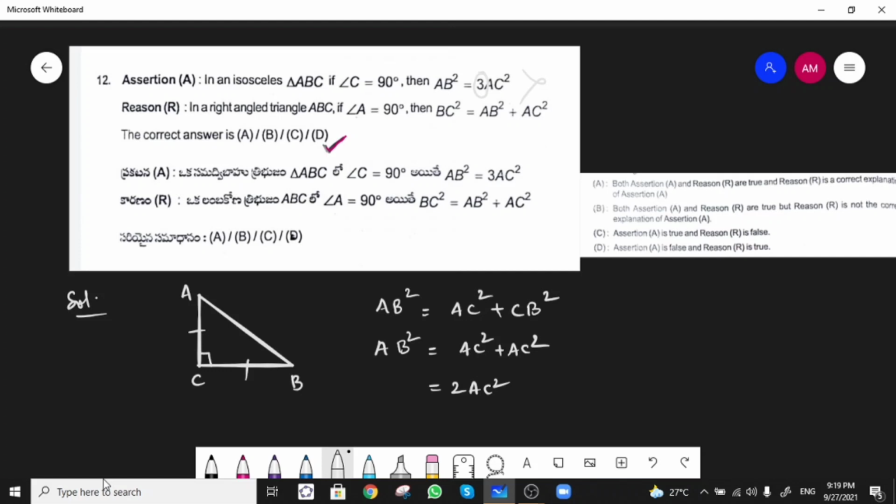In a right angle triangle ABC, if angle A is equal to 90 degrees, given that angle A is 90 degrees, what will be the hypotenuse here? BC. So hypotenuse square is equal to side square plus side square, AB square plus AC square. So this is a right statement and assertion is false. So what's the option? D. Assertion is false and reason is true. So option D is correct for the 12th problem. Let us move to the 13th one.